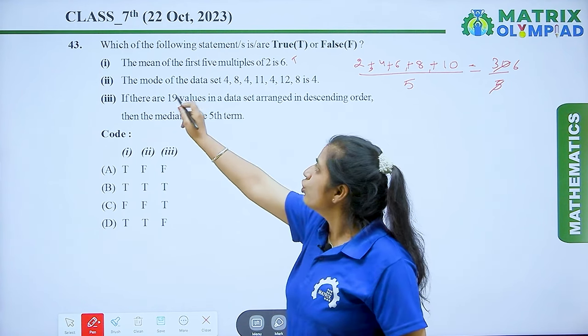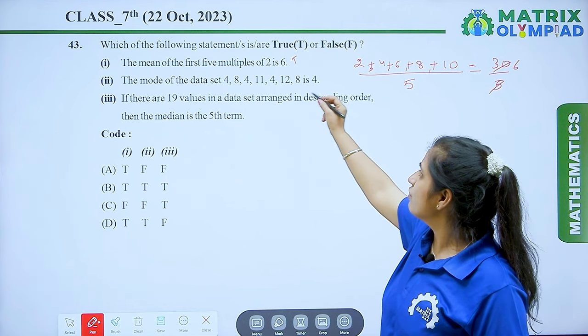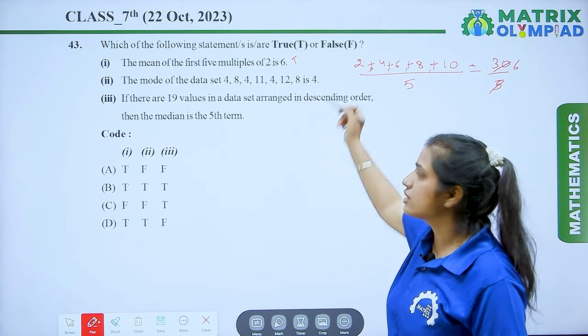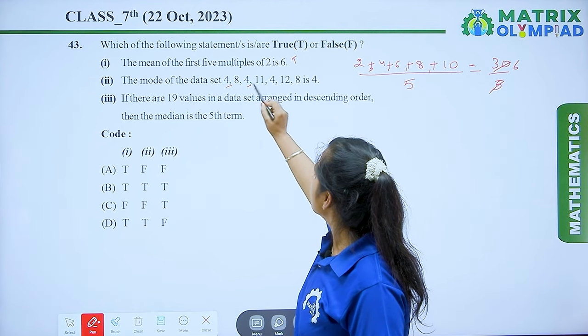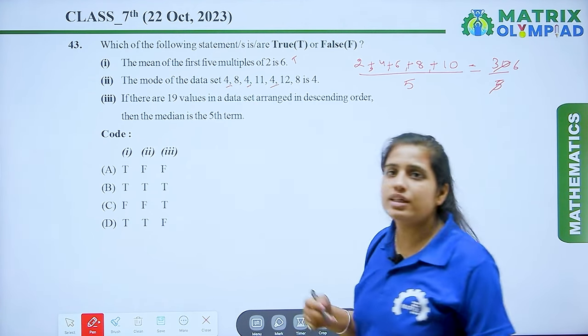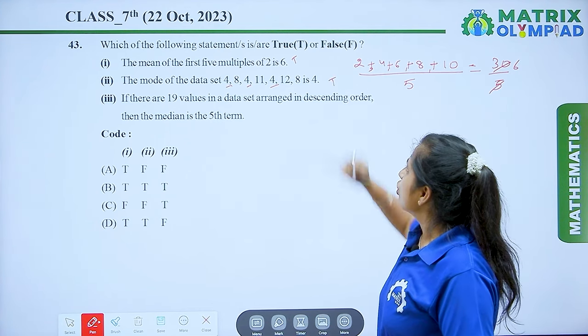The next is, the mode of the data set 4, 8, 4, 11, 4, 12, 8 is 4. So, here the mode is 4 as the frequency of 4 is more. So, here second statement is also true.